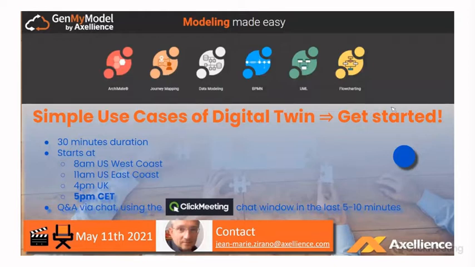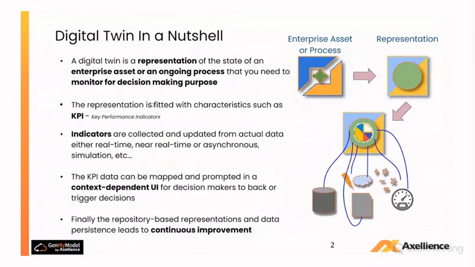So with no further ado, let's move on to the digital twin demystification, and first explain in a nutshell what a digital twin is. The basics about architecture modeling digital twins. I'm aware that I may say the obvious for some of you here, but a digital twin is a representation of the state of an enterprise asset or an ongoing process that you need to monitor in your enterprise, because it is important to you, or because you are going to base decisions on it.